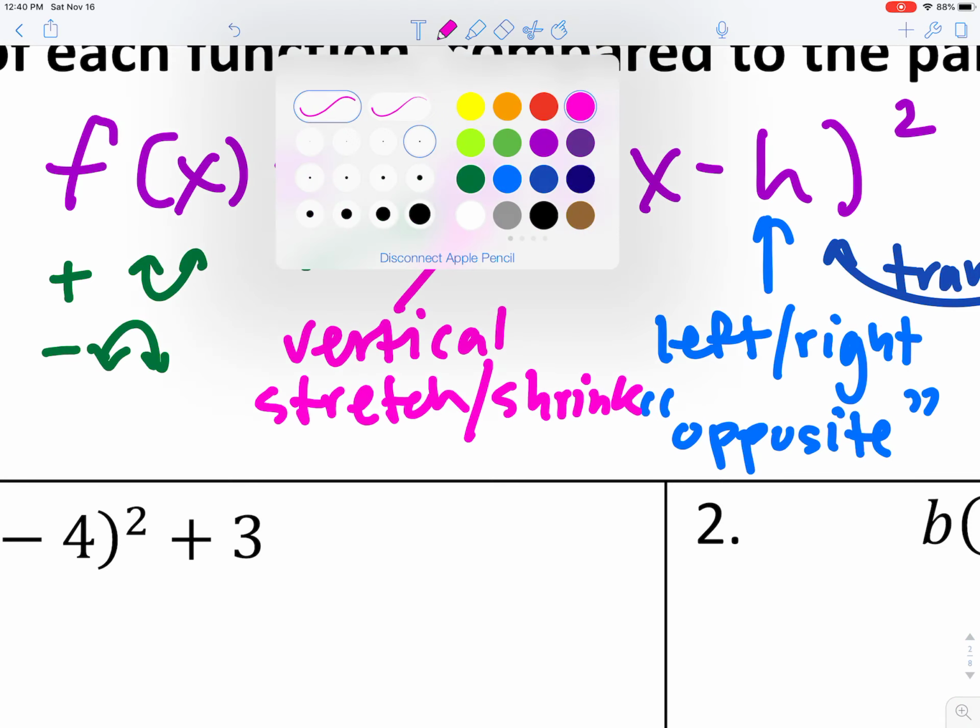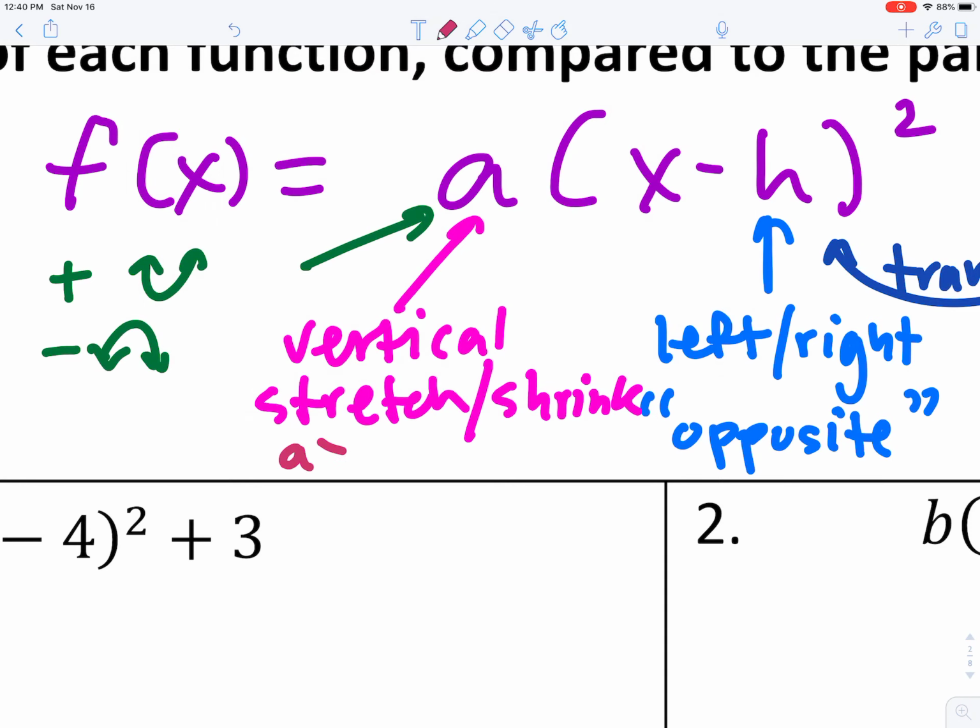So let me just memo that in here. If a is bigger than 1, or I should say actually the absolute value of a is bigger than 1, then it will stretch. And if the absolute value of a is less than 1, then it will shrink, okay? So kind of think about that.